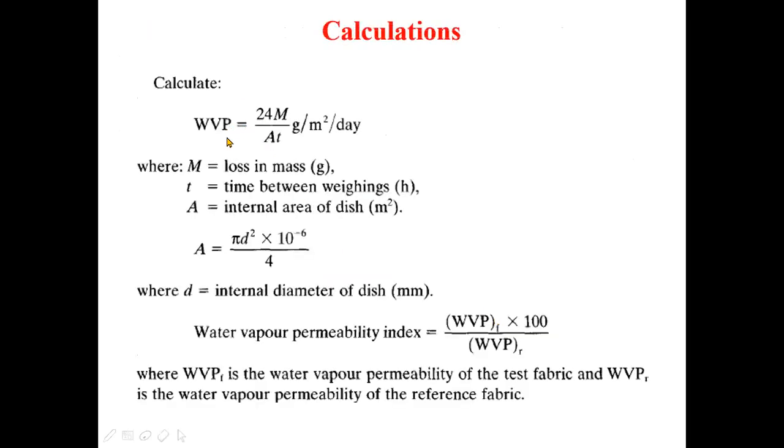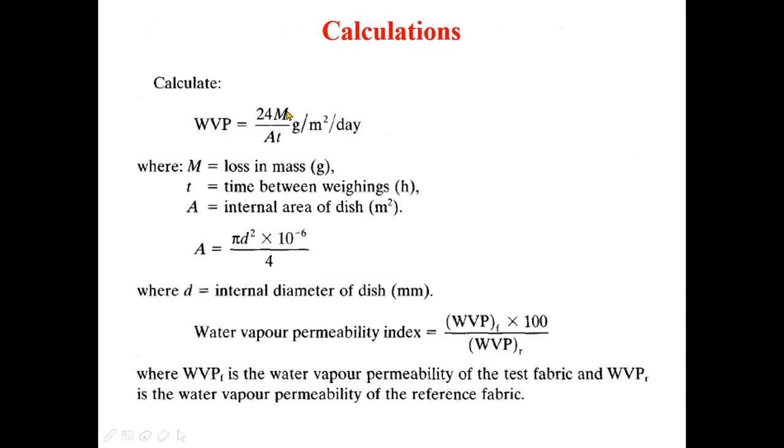So this is the calculation. This is the water vapor permeability. M is the loss in the mass, A is the area, and T is the time. Okay, and it is multiplied by 24. Why is it multiplied by 24? Because I have to consider 24 hours. That means 1 day. Okay, and why is there a loss of mass?